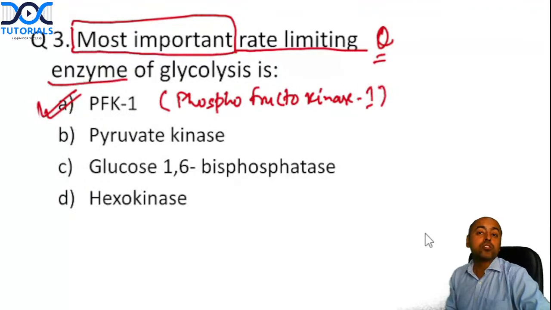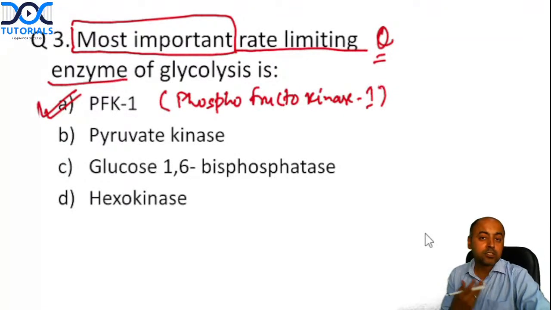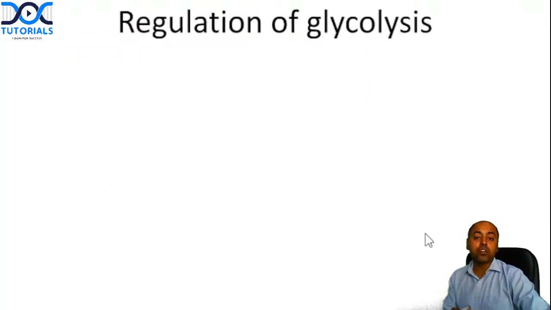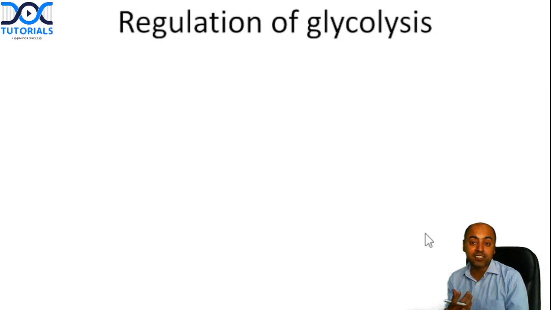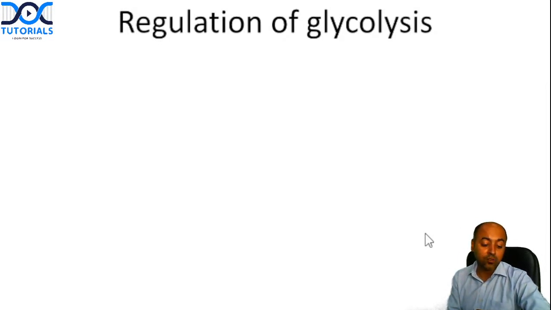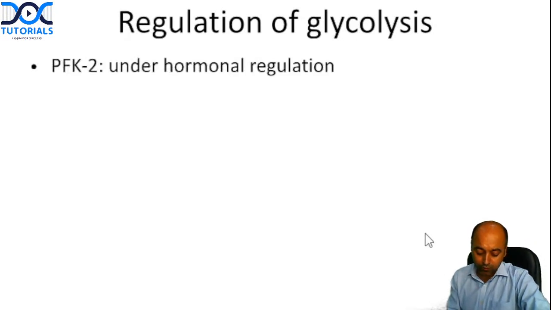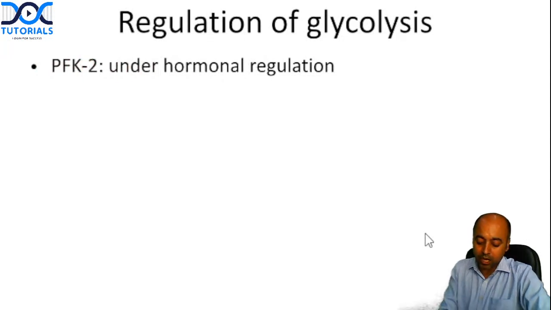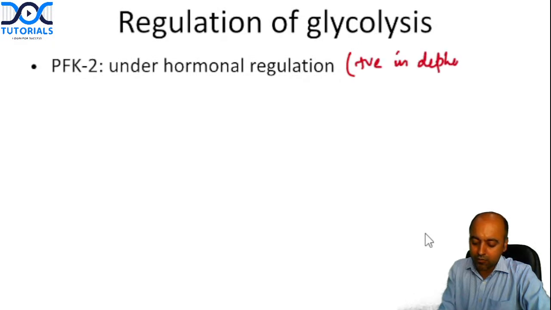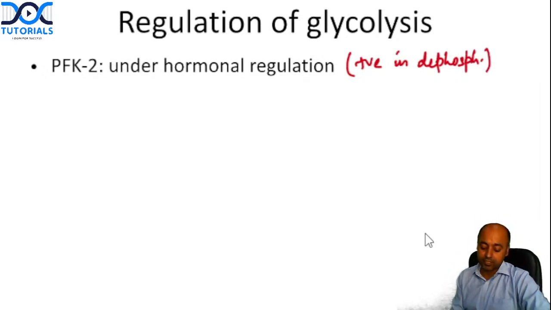This is the most important rate limiting enzyme, and it is under various types of regulation. So here I'll quickly tell you the important regulation which occurs in glycolysis, which enzymes are getting affected, and what are the molecules which affect the enzymes in regulation of glycolysis. Very important question, very frequently asked in your exam. First in this series is PFK2, which is targeted by the hormones, and please note it is active in the dephosphorylated state.